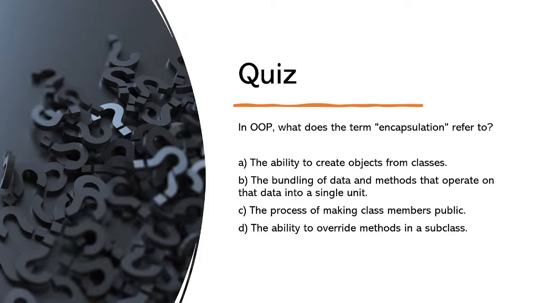Now comes the question. You have already started answering, I think. What does the term encapsulation refer to? A: The ability to create an object from a class. B: The binding of data and methods to operate on the data in a single unit. C: The process of making class members public. D: The ability to override methods and services. The answer is B. Okay, thank you.